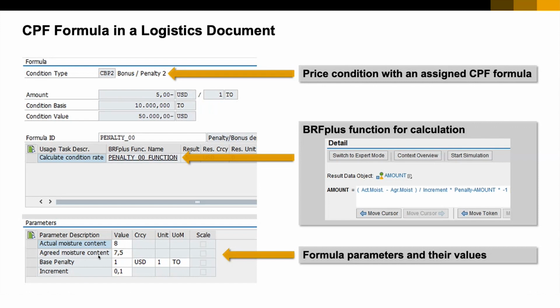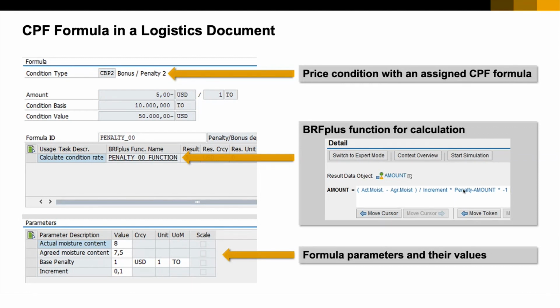So what is the actual moisture content? What is the agreed moisture content from your contractual agreement? Then you would enter here the actual moisture content of the final product, and the base penalty and the increment. And in this way, the BRF plus formula will look like this. This is the simplest of the formulas. And as I said, you don't need to have any development background to create such a formula.